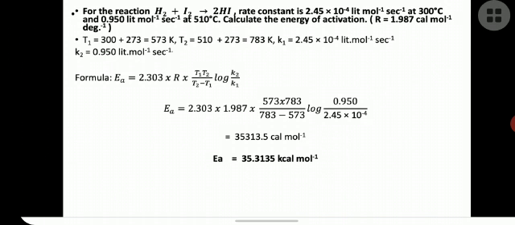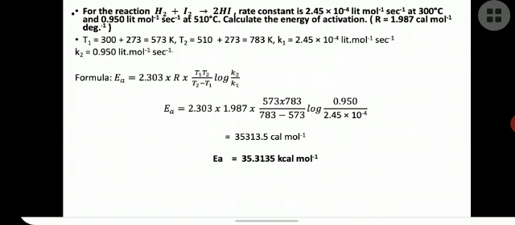Now, the next problem. For the reaction H2 plus I2 gives twice HI, the rate constant is 2.45 into 10 raised to minus 4 liter per mole per second at 300 degrees Celsius and 0.950 liter per mole per second at 510 degrees Celsius. Calculate the energy of activation. In this case, the value of R is given to us. It is 1.987 calories per mole per degree.